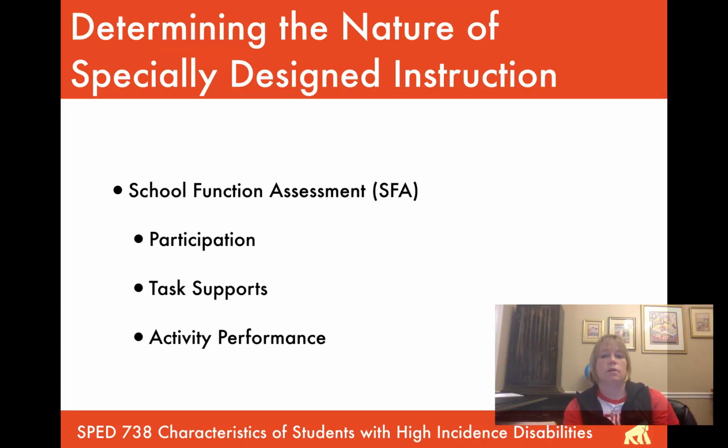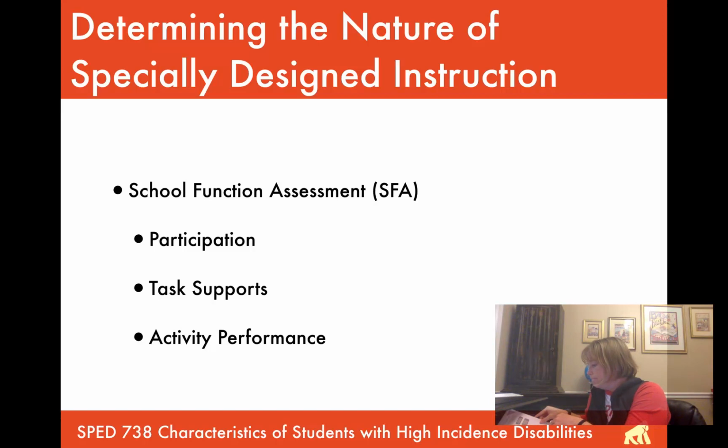So when we're looking at determining the nature of specially designed instruction for our students with other health impairments or physical disabilities, one of the big tools that we use is called the School Function Assessment. This is a great assessment for your occupational therapist or the physical therapist in the building to do with the student, because it looks at academic performance in the classroom, what that looks like, and any kind of task supports that the student needs help with. So when we're talking about task supports, things like writing, completing written work, those kinds of things.